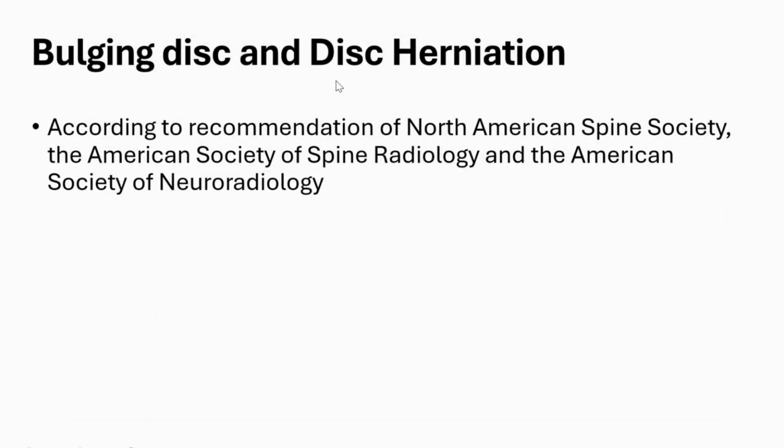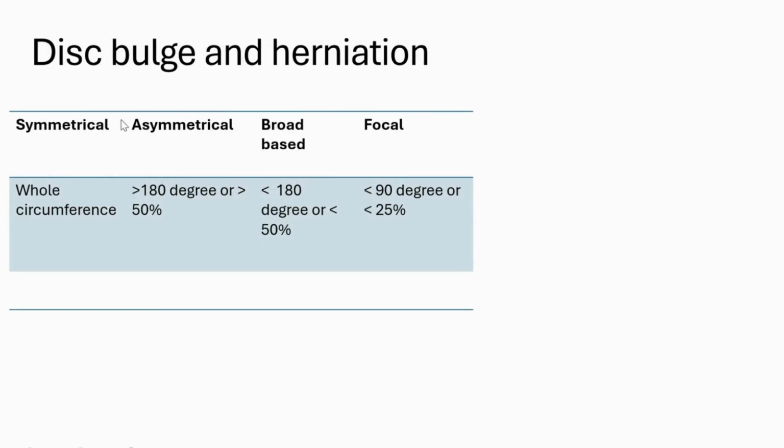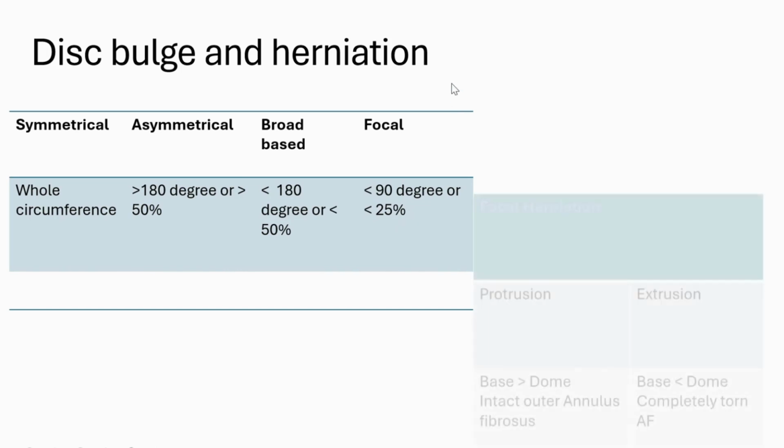Now the disc bulge or disc herniation. According to the recommendation of the North American Spine Society, the American Society of Spine Radiology and the American Society of Neuroradiology, it is classified as symmetrical, asymmetrical, broad-based and focal. Symmetrical involves the whole circumference. Asymmetrical is more than 180 degrees or more than 50% of the circumference of the disc. Broad-based is less than 180 degrees or less than 50% of the disc. Focal is less than 90 degrees or less than 25% of the circumference.